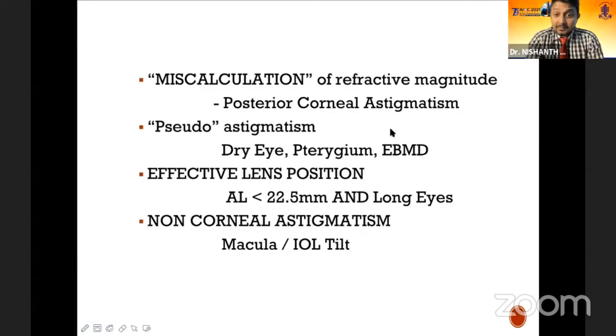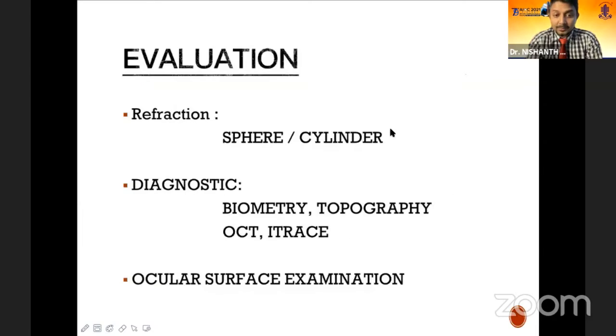The miscalculation of refractive magnitude is due to posterior corneal astigmatism, pseudo-astigmatism because of dry eye, pterygium, and dystrophies, which are the main causes, and a lot of inflammation of the eye as well. And there could be a miscalculation of the axial length, where the effective lens position of the eye is not perfectly in the center, and non-corneal astigmatism, like when the IOL is completely not in the bag, one of the haptics is in the sulcus, or there are any other macular problems.